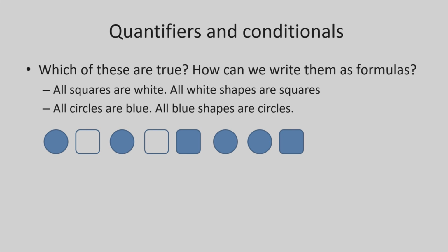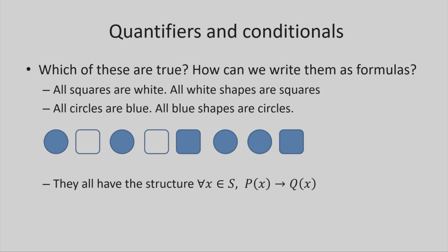And here are 4 sentences about those shapes. Some of those sentences are true about the shapes that you see on the screen, and some of them aren't. In order to see the difference, and figure out which ones are true and which ones are not, we will try to write them. So how would we write something like all squares are white? The way we are going to write them is going to be like this. For every shape, if that shape is a square, then the shape is white.